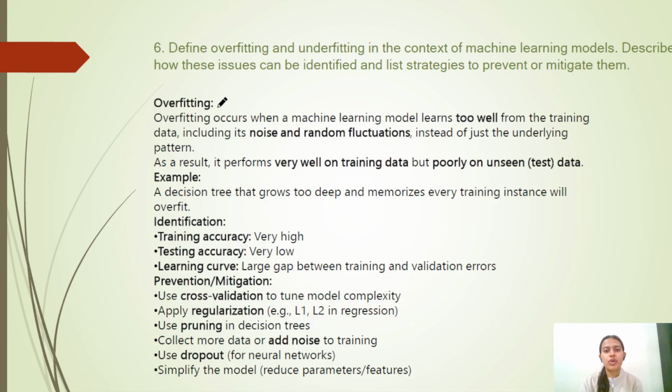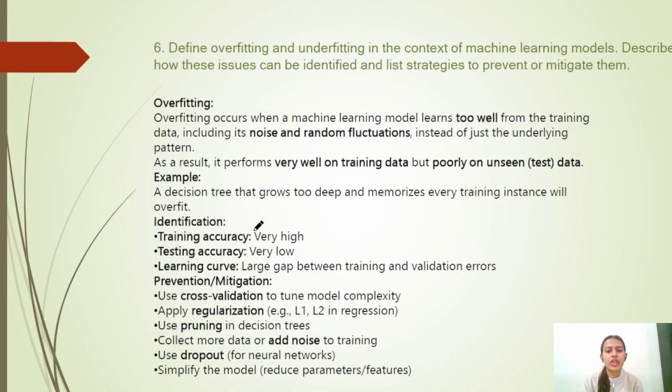So overfitting occurs when a machine learning model learns too well from the training data, including its noise and random fluctuations, instead of just the underlying pattern. As a result, it performs very well on training data but poorly on unseen data. For example, a decision tree that grows too deep and memorizes every training instance will overfit.